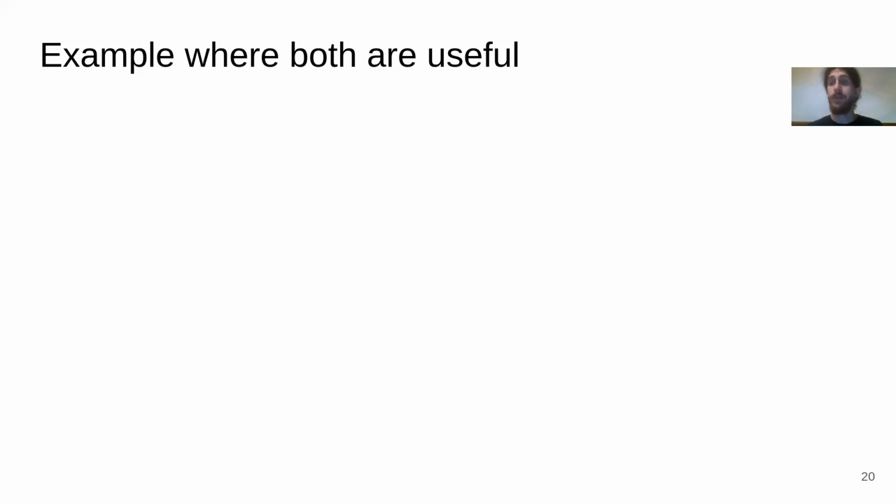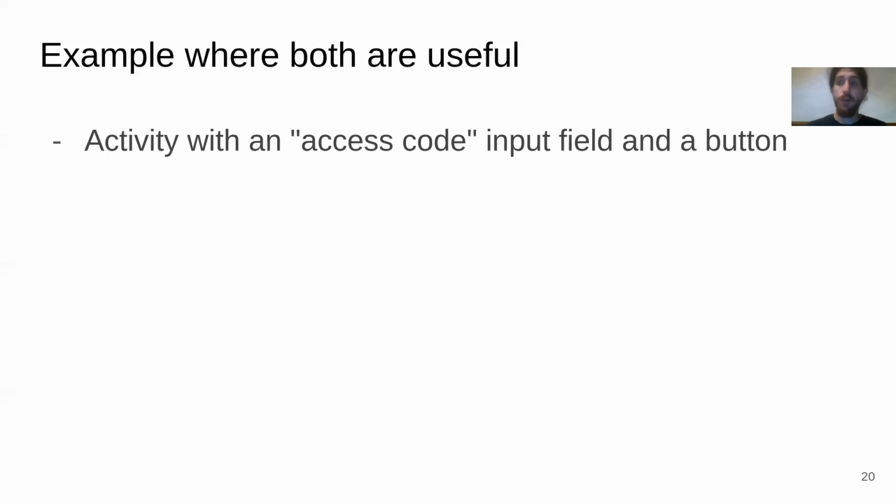So up to now, I tried to systematize pros, cons, when it's usable, and so forth. I have some other examples to explain when technique X will be useful instead of technique Y. Okay, so trying to make sure that you get the point. So let's consider an app where you have an activity with an access code input field and a button to say go next.